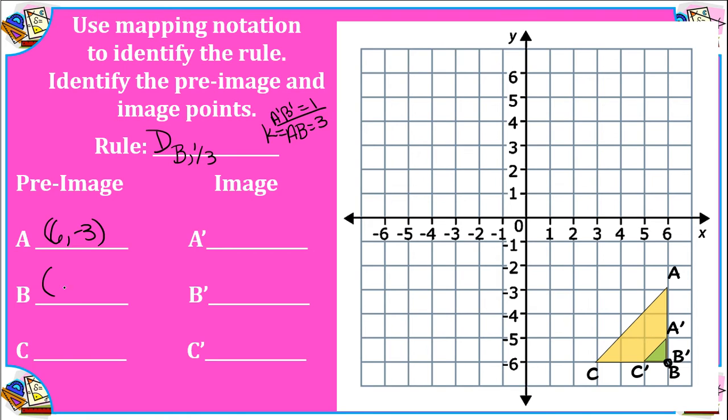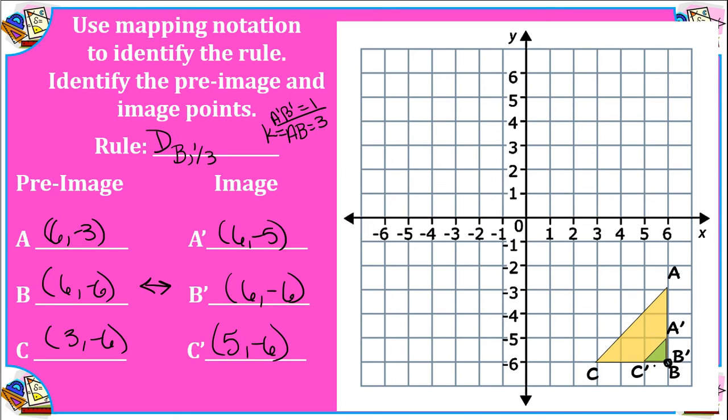B is 6, -6. C is 3, -6. C prime is 5, -6. B prime is the same as B because that's our center point, so these two stay the same. And then A prime is 6, -5.